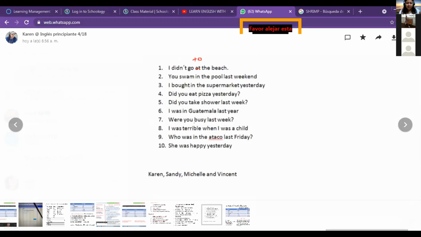Oh, look at this one. It was terrible when I was a child. That's good. Who was in the okay? Who was in Ataco? The name of the city. That's it. In Ataco last Friday, and she was happy. Good, very good. Just those two observations. Everything is great. Now let's see.